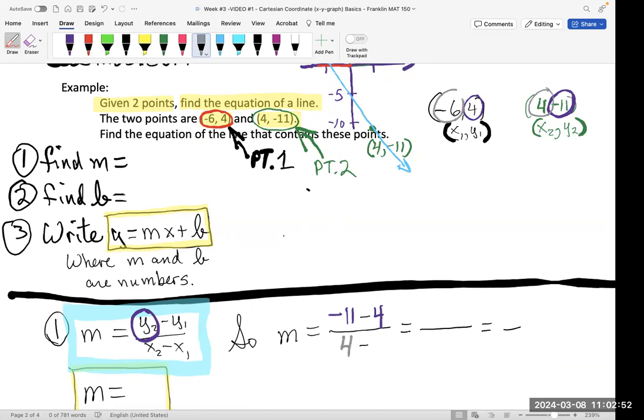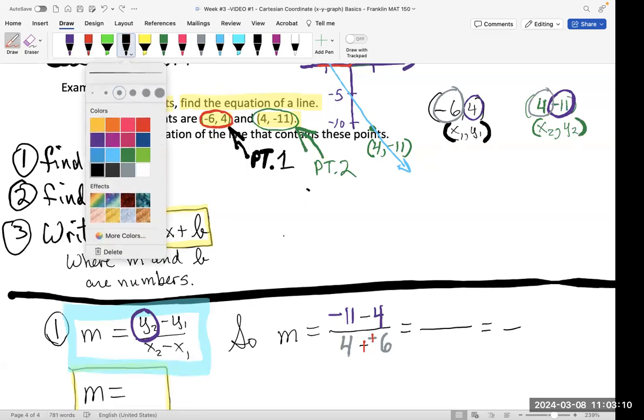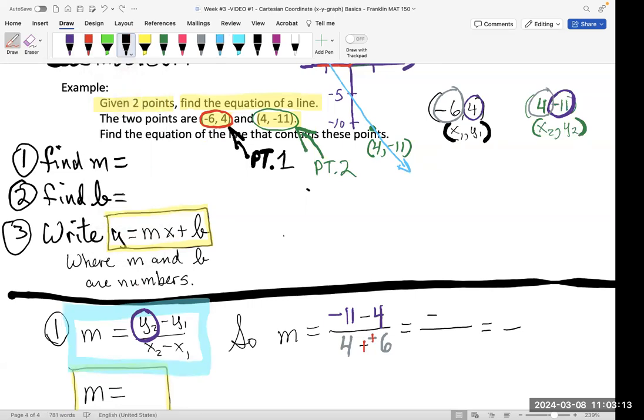Minus the other x value, which is -6. Notice this is minus a -6. Again, minus a -6. Minus a negative is the same thing as adding. So -11 minus 4, I've lost 11, and I lose 4 more. I've lost a total of 15.